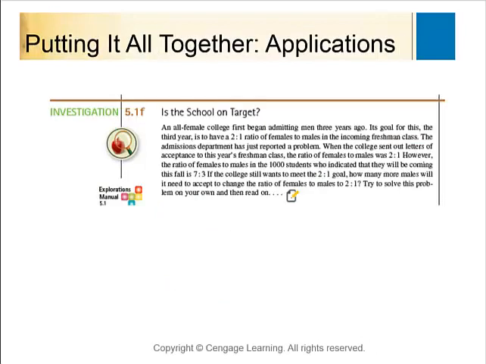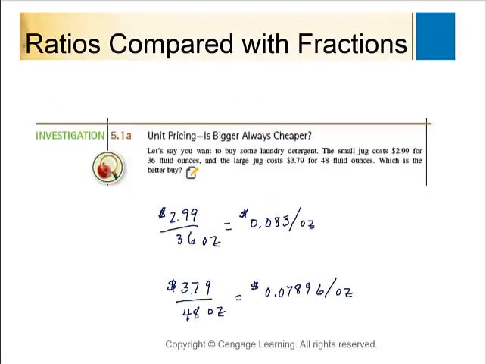And here I computed those, and I did find that the larger jug was the cheaper buy, but it's not necessarily the case. You do have to divide it out and see what you get. Just as in the miles to the gallon, you actually divide those numbers, and then you would have to write it's that many dollars per ounce.